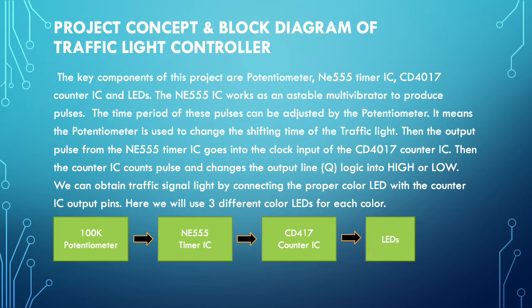Then the output pulse from the 555 timer IC goes into the clock input of the CD4017 counter IC. Then the counter IC counts pulses and changes the output line Q logic into high or low. We can obtain traffic signal lights by connecting the proper color LED with the counter IC output pins. Here we will use three different color LEDs, one for each color.